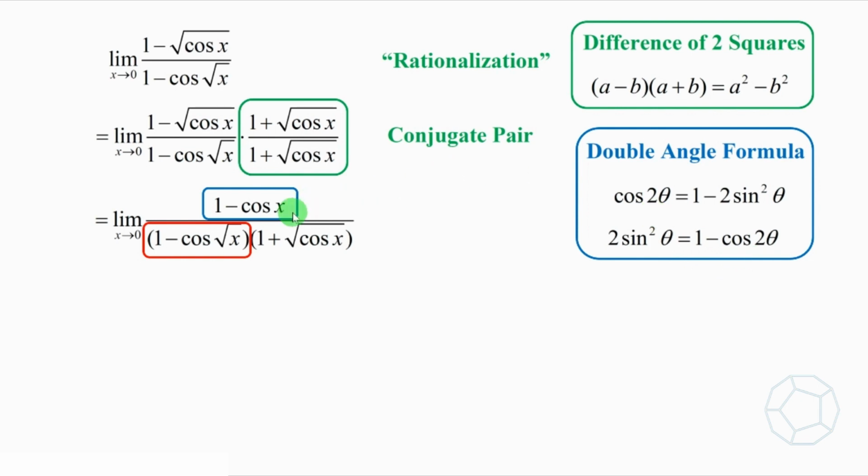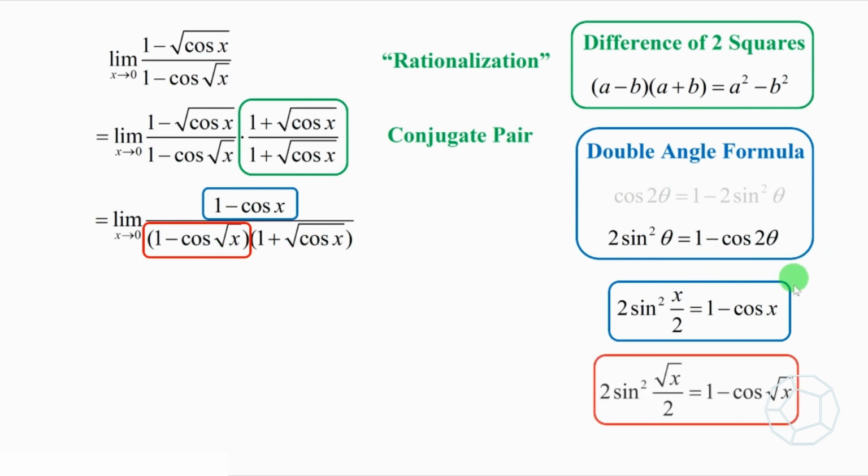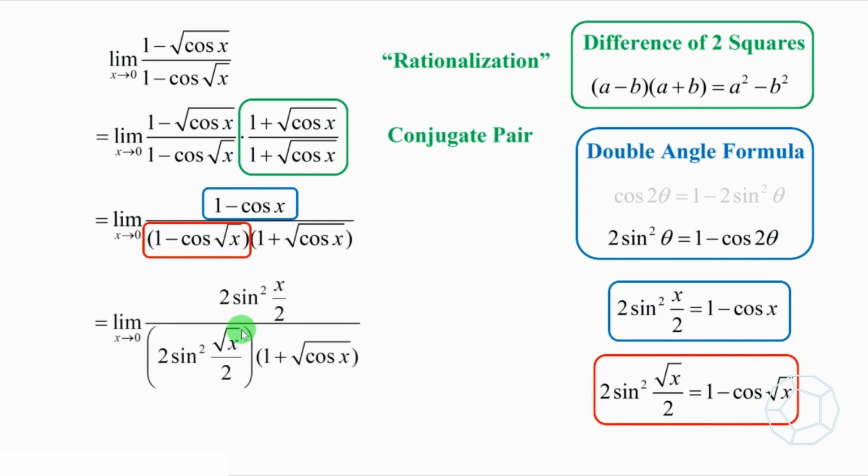So for the numerator, we put 2 theta is equal to x. That is, theta is equal to x over 2 to get 2 sine squared x over 2. And for the denominator, we put 2 theta is equal to square root x. That is, theta is equal to square root x over 2 to get 2 sine squared square root x over 2. Let's replace these two terms by the sine terms, so we get this limit.